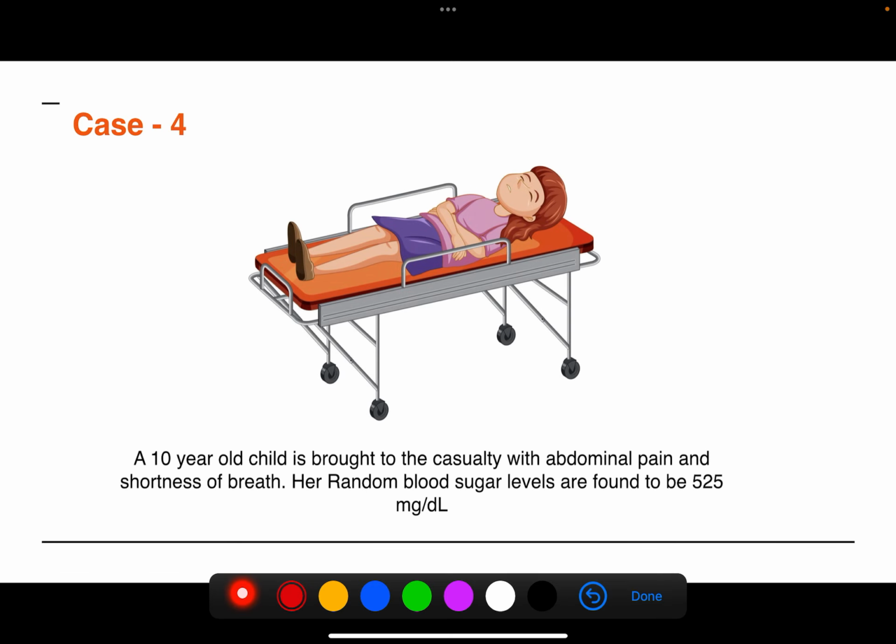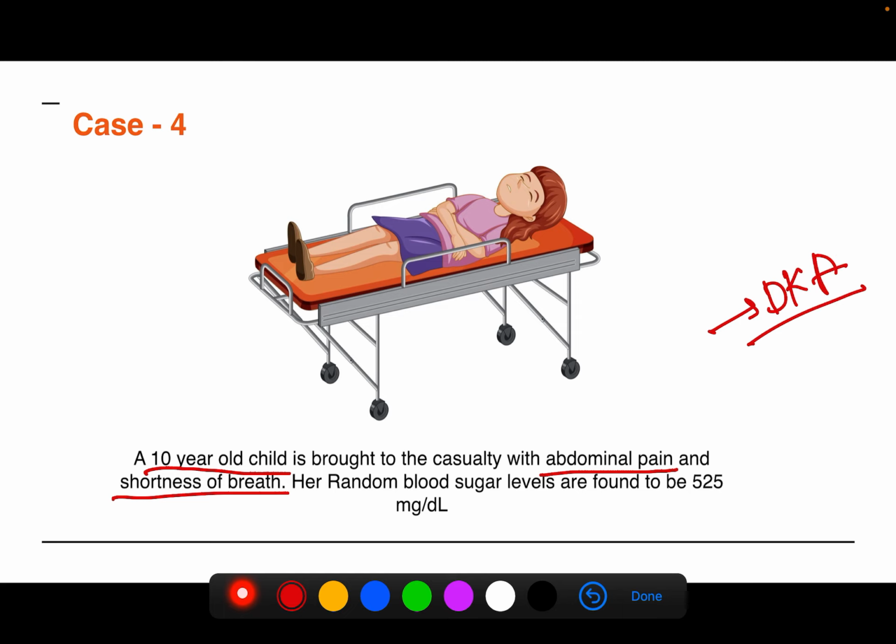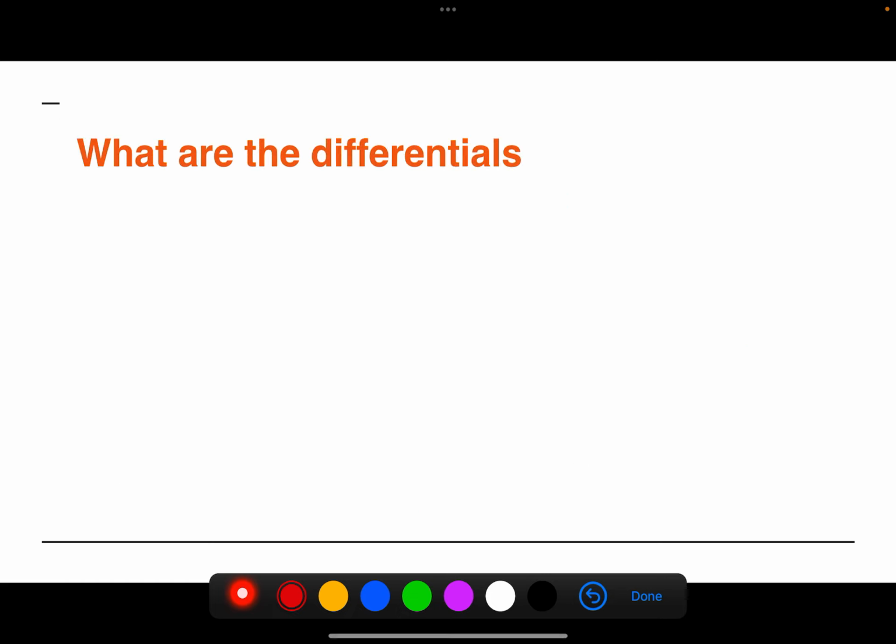Last case. Let's look at the last case. A 10-year-old child is brought to the casualty with abdominal pain and shortness of breath. So a young patient is presenting with DKA. Here only you should be able to diagnose. This will be type 1. A young child presenting with DKA. The sugar levels are 525 mg per deciliter.